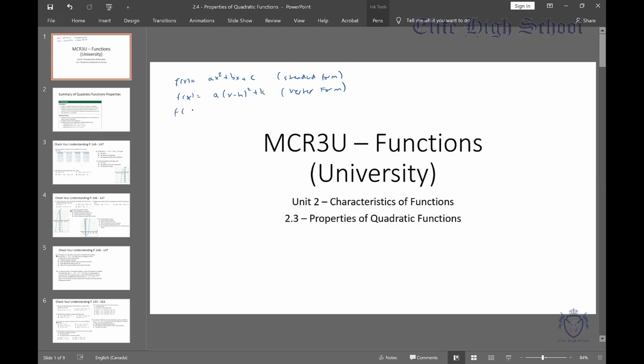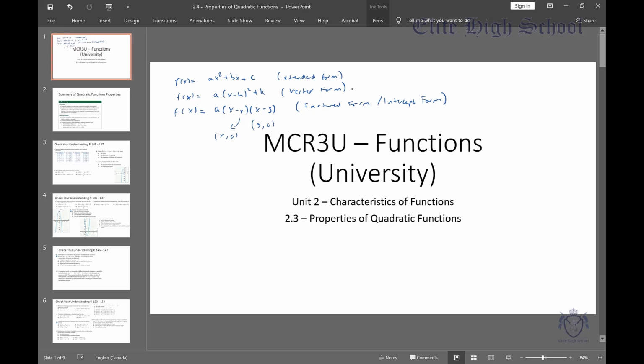We'll also be looking at it in the x-intercept form, also known as factored form, which looks like that, f of x equals a times (x minus r) times (x minus s). And r and s are the x-intercepts. So this is called factored form. Another way you can name this is the intercept form, and the reason it's called the intercept form is because it tells you immediately what the x-intercepts are.